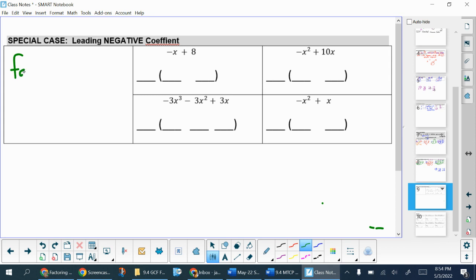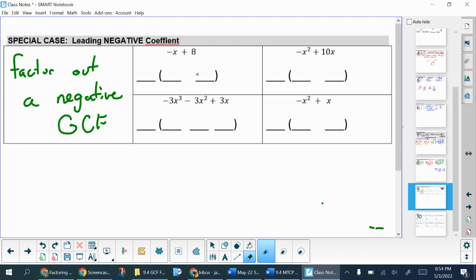So we're going to factor out a negative GCF. Because we always like what's factored and what's left inside the parentheses. We always want that to be a positive leading coefficient. That's really more of just the way we like to do things in math than anything else. But since it is the way we like to do things in math, we're gonna go with that.